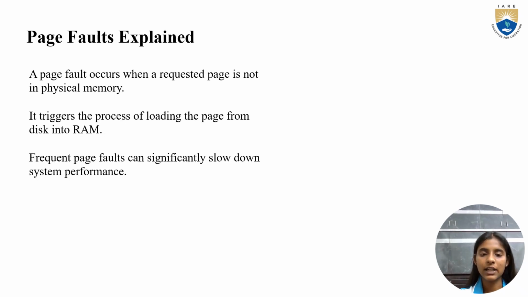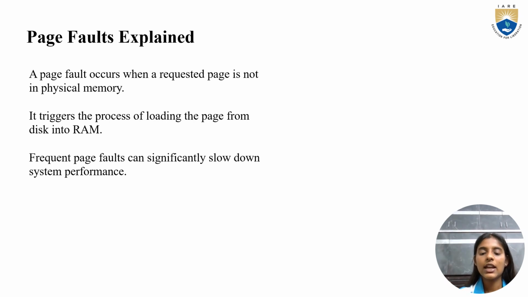Page faults explained. A page fault occurs when a requested page is not in physical memory. A page fault is an exception raised by the memory management unit when a program attempts to access a page that is not currently in the main memory. Types of page faults. Minor page fault. The page is already in main memory, but the MMU page tables are not aware of it. Major page fault. The page is not in the main memory and must be retrieved from secondary storage.